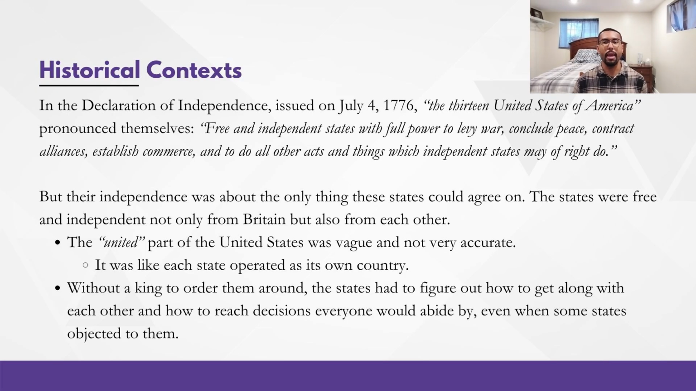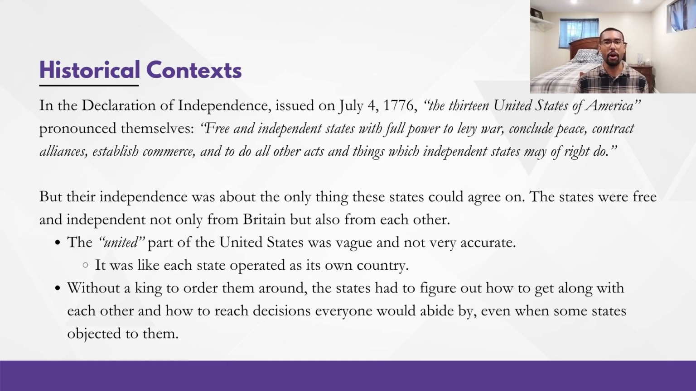In the Declaration of Independence, issued on July 4, 1776, the 13 United States of America pronounced themselves, I quote, "free and independent states with full power to levy war, conclude peace, contract alliances, establish commerce, and to do all other acts and things which independent states may of right do," unquote. But their independence was about the only thing these states could agree on. The states were free and independent not only from Britain, but also from each other.